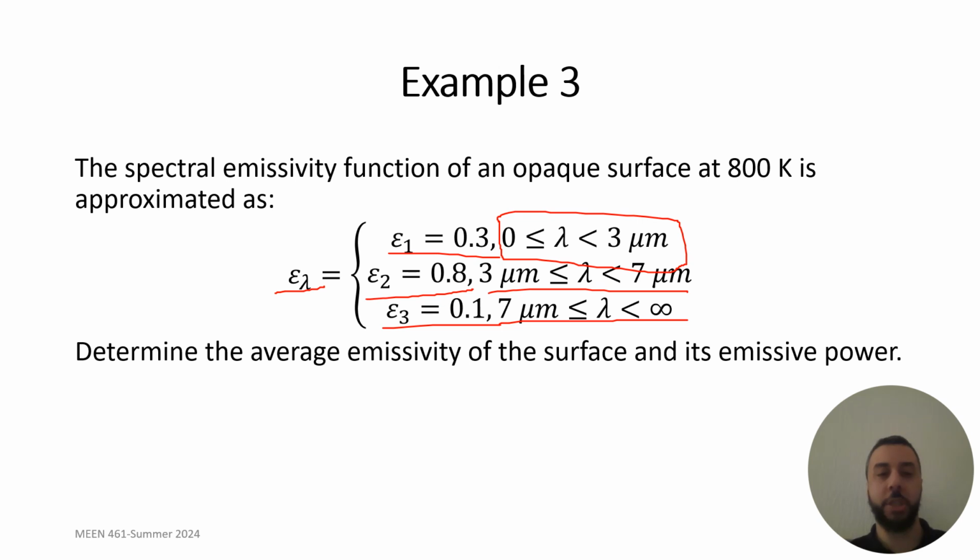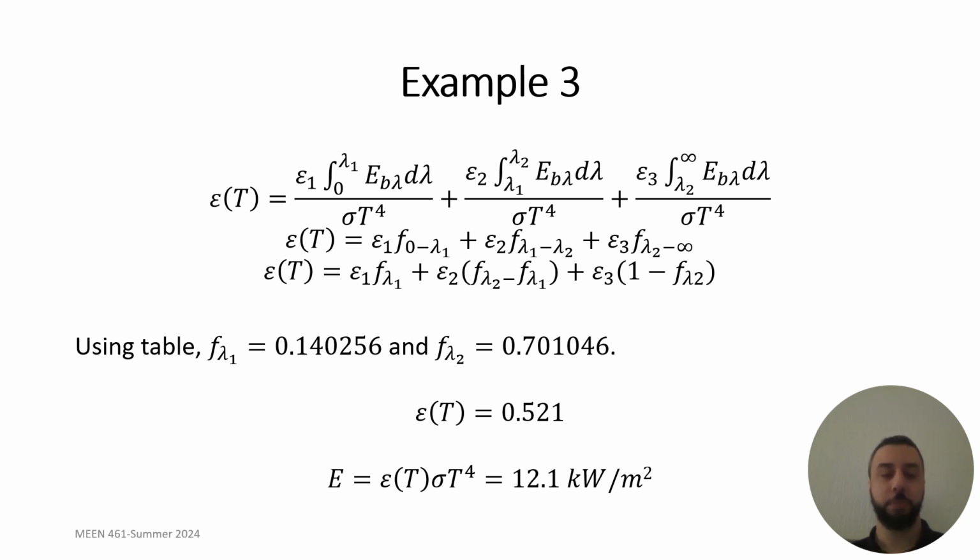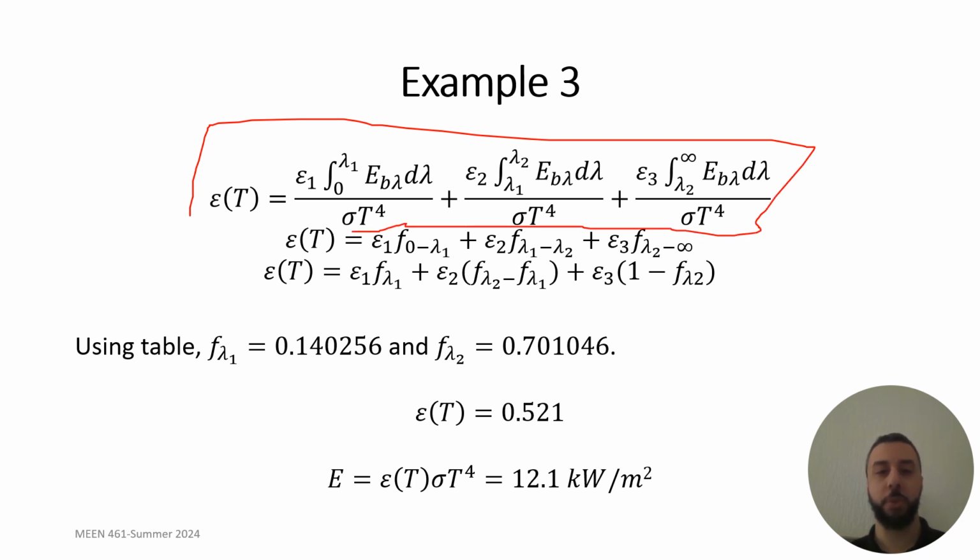We showed the equation in the previous slide, but now we're going to actually apply the equation in this example. So this is our equation. It just looks a bit different because we have multiple integrations. We have epsilon 1 for a range of 0 to lambda 1. We have epsilon 2 for a range of lambda 1 to lambda 2. Then we have epsilon 3 for a range of lambda 2 to infinity.